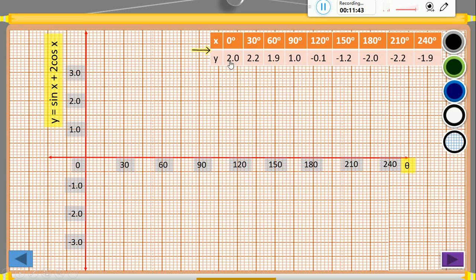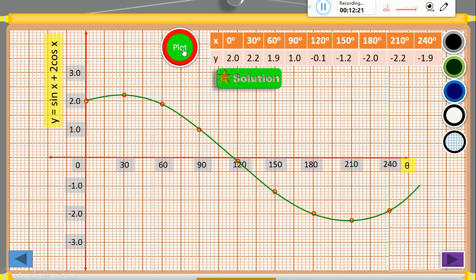When x is 0, y is 2.0. So on plotting, y will be at 2. The same way we are going to plot for 30, for 60, for 90, for 120, for 150, for 180, for 210, for 240. Then we are now going to join our points with a smooth curve. The green line represents the curve.